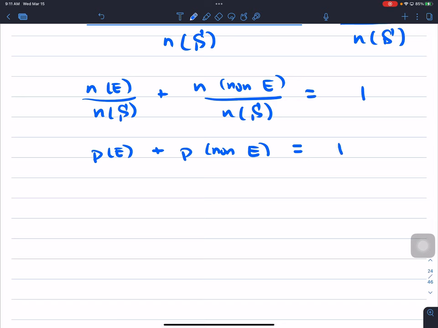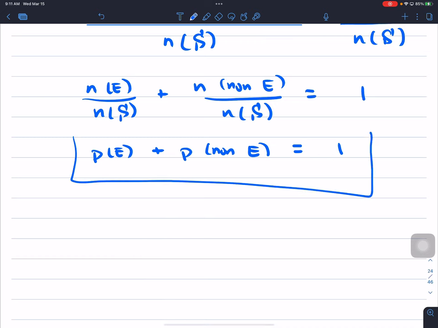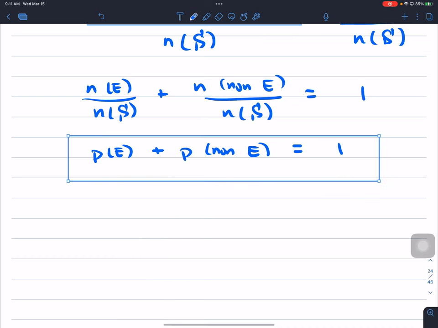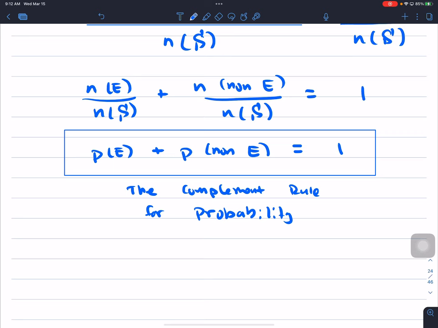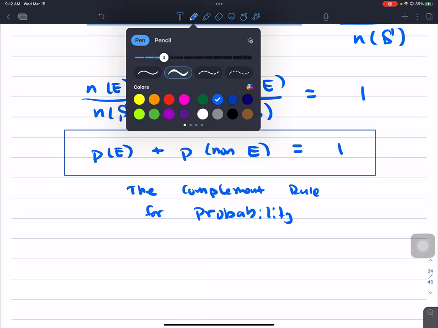So, ladies and gentlemen, this is what we call the complement rule for probability. The complement rule for probability: P of E plus P of non-E equals 1. That's the complement rule. So now, here's what I'm going to say to you. This is what's going to be important here.